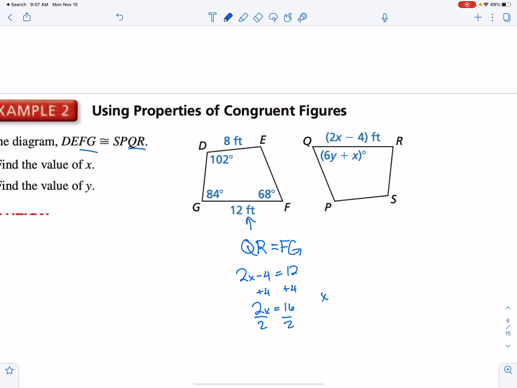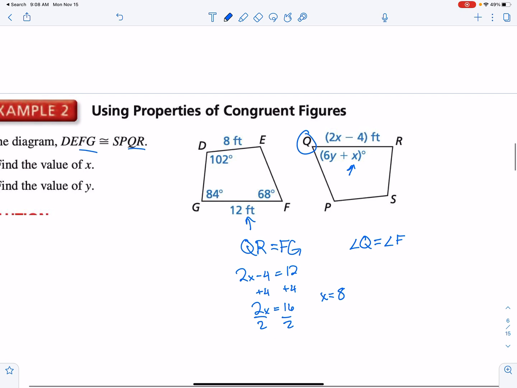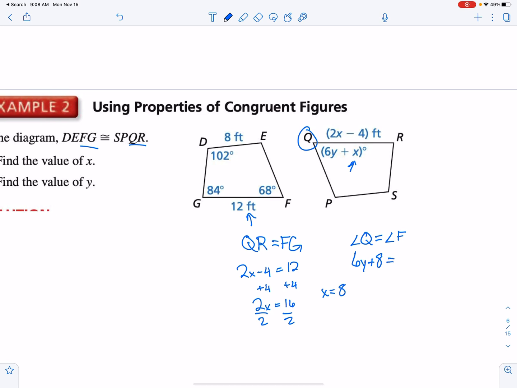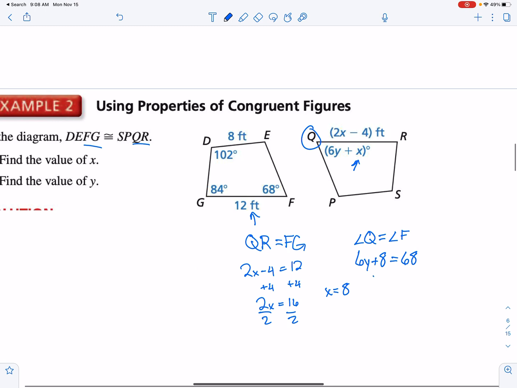So now that I have the value for x, I can plug it in here. I still need to know what angle Q is, so I have angle Q should be congruent to angle F. If I look, angle Q is 6y plus, I'm going to plug in my 8, equals angle F, 68 degrees. So I subtract my 8.